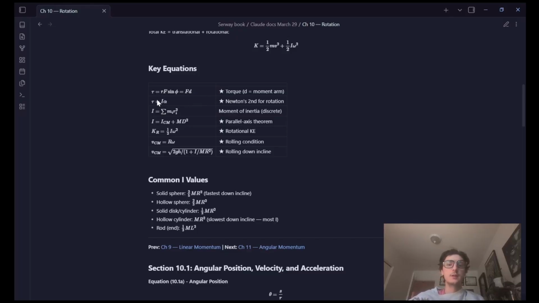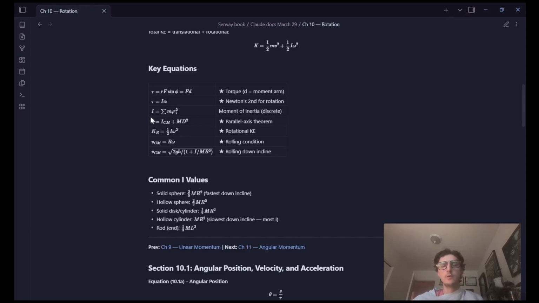Here's the Newton's second law analog. Torque is also equal to I, the moment of inertia, times alpha, the angular acceleration. And here you have two different equations for torque. So if you want to find torque, or if you want to connect these two equations and find moment of inertia in terms of r, F, theta, and alpha, you can use these two equations here.